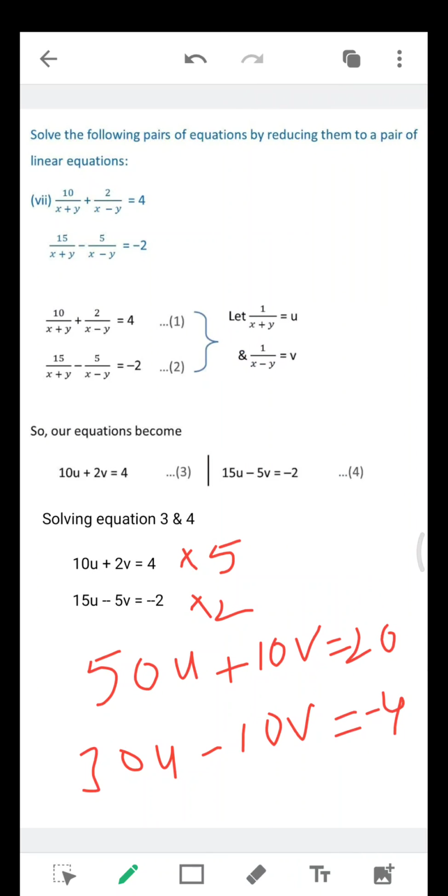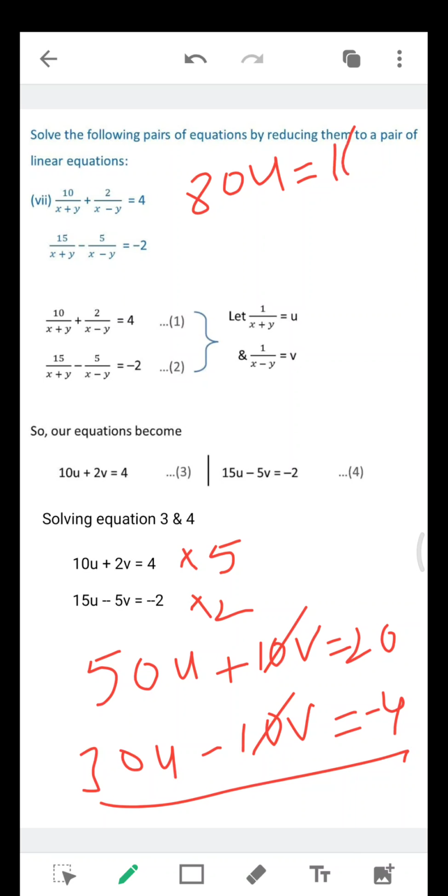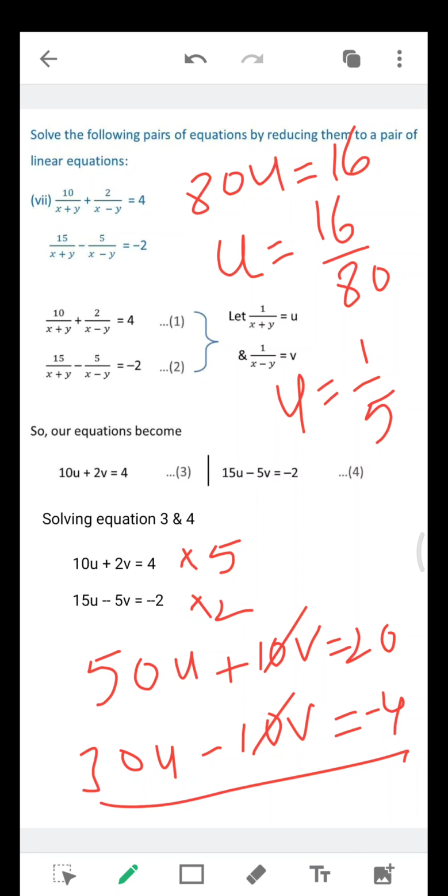Now if you cancel, plus 10v minus 10v gets cancelled, so what remains here? Remains 80u is equal to 20 minus 4, which is 16. So u is equal to 16 by 80, and that u is equal to 1 by 5, since 16 times 5 is 80. So we have got the value of u.